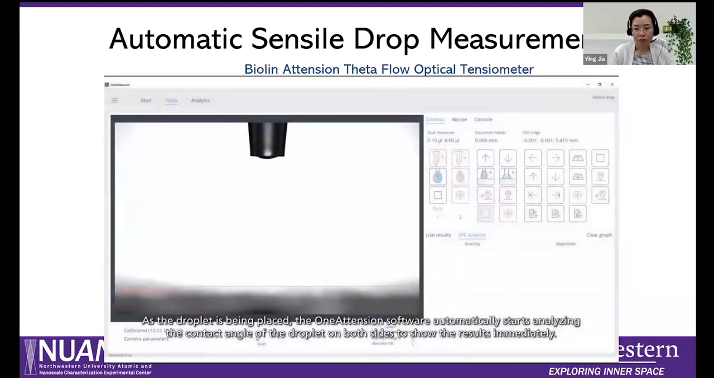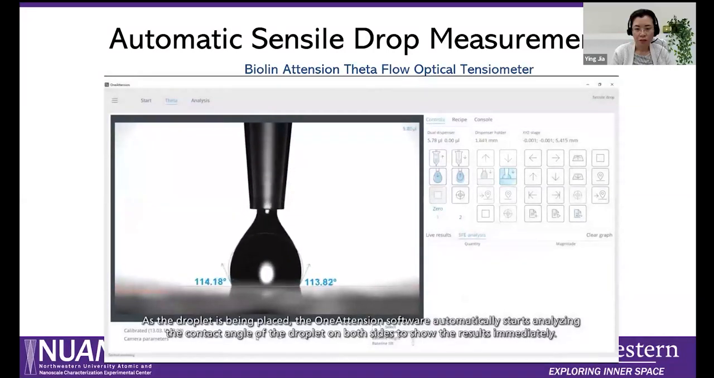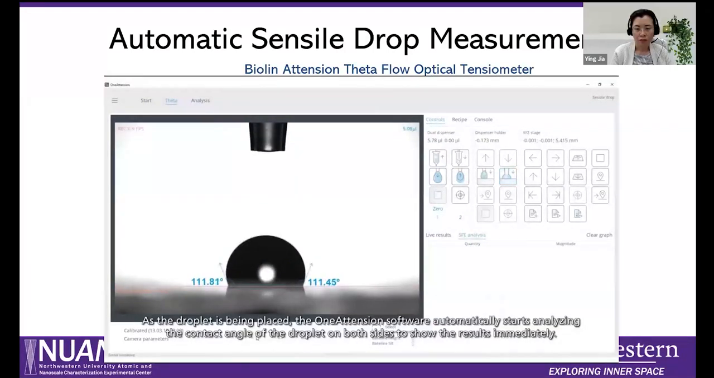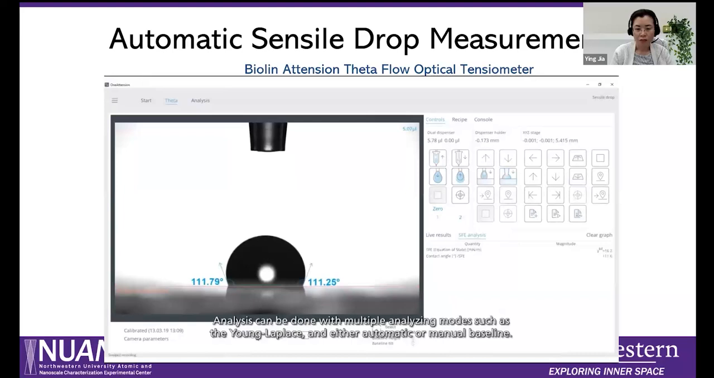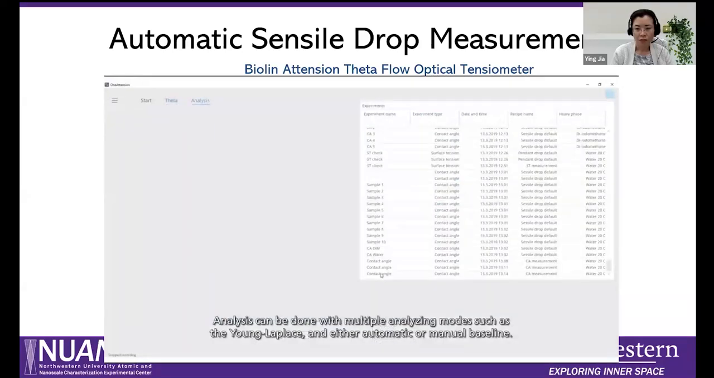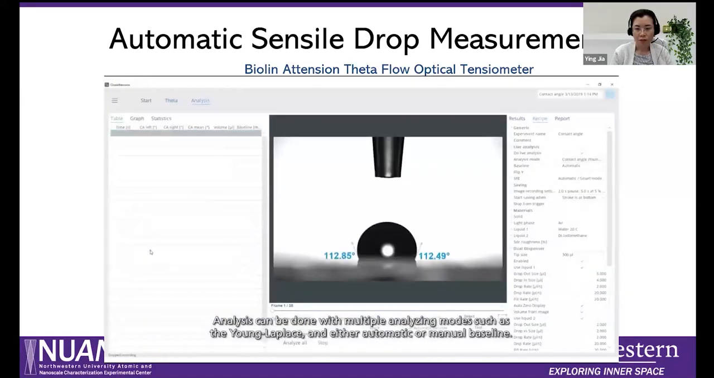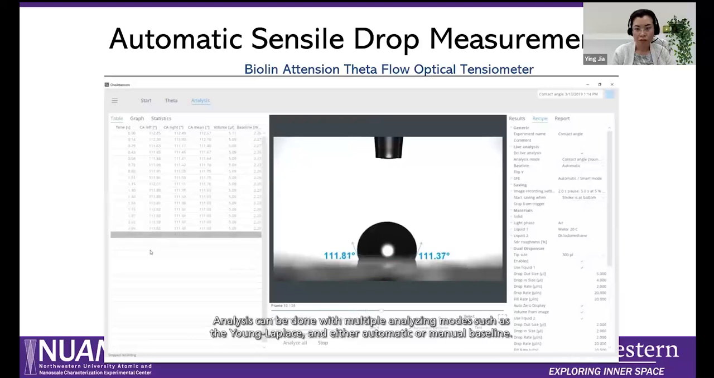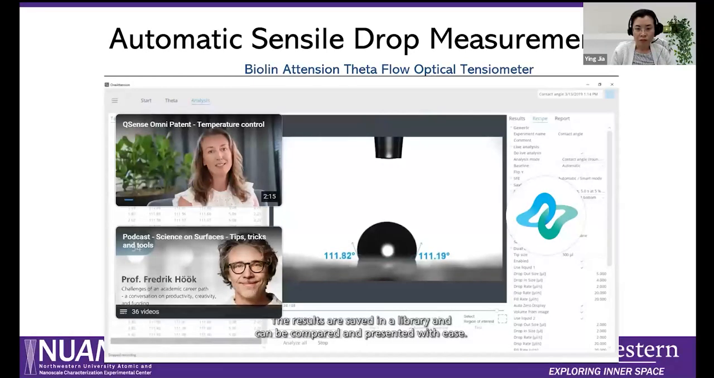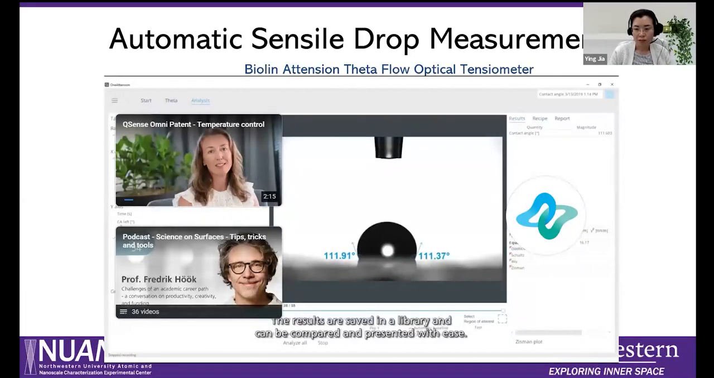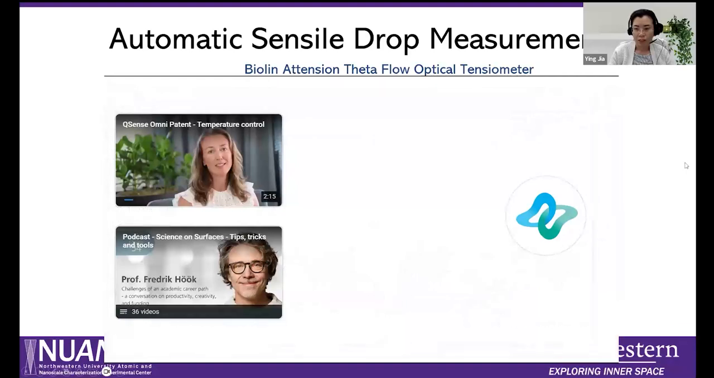As the droplet is being placed, the One Attention software automatically starts analyzing the contact angle of the droplet on both sides to show the results immediately. Analysis can be done with multiple analyzing modes, such as Young Laplace and either automatic or manual baseline. The results are saved in a library and can be compared and presented with ease.